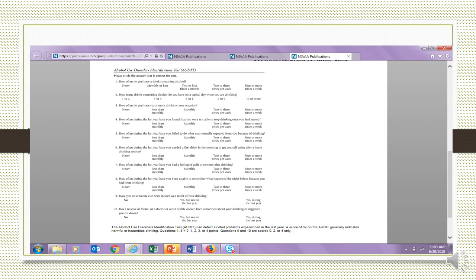They're very personal. For example, how often do you drink? Do you have a drink containing alcohol? All the way to how often do you have 6 or more drinks on one occasion? If you look at the bottom, this is a key and a guide used to tell you the different scores and at what point you should intervene.